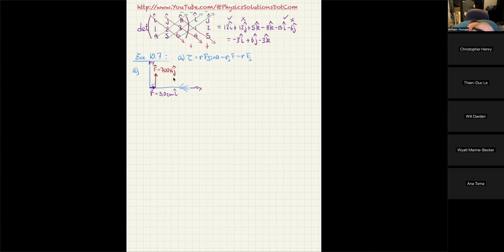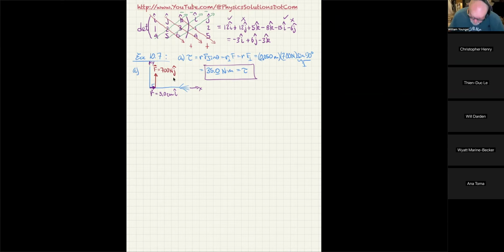And in so doing, I'm going to get R, which is 0.050 meters. Notice I went ahead and converted it to meters, times F, which is 700 newtons, times the sine of 90 degrees. And the sine of 90, of course, is 1. That's why it just reduces to R times F. And in this case, I get 35.0 newton meters is the torque. Now, that's the magnitude of the torque, and that's usually what you need.